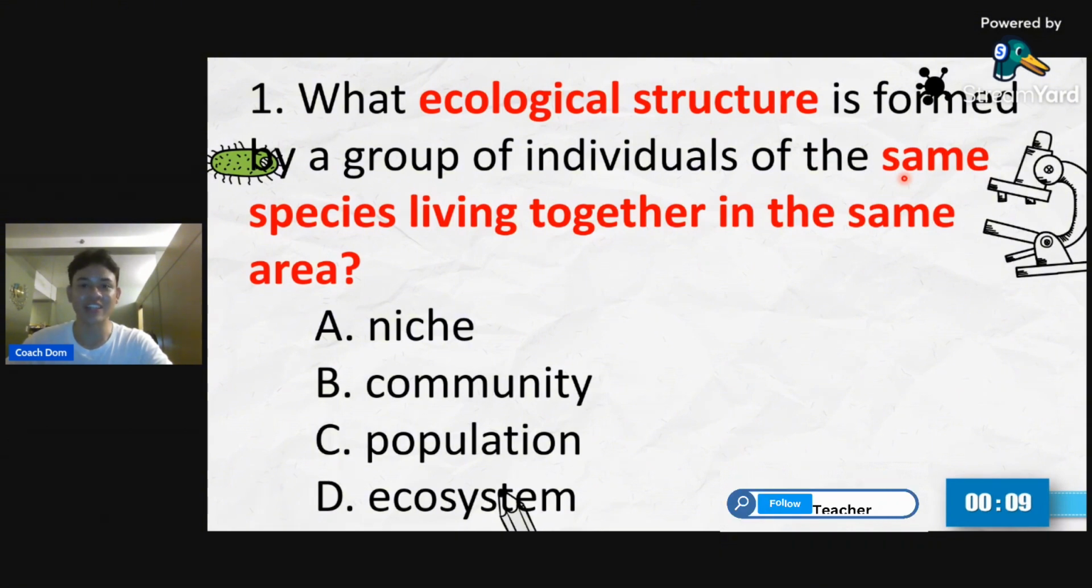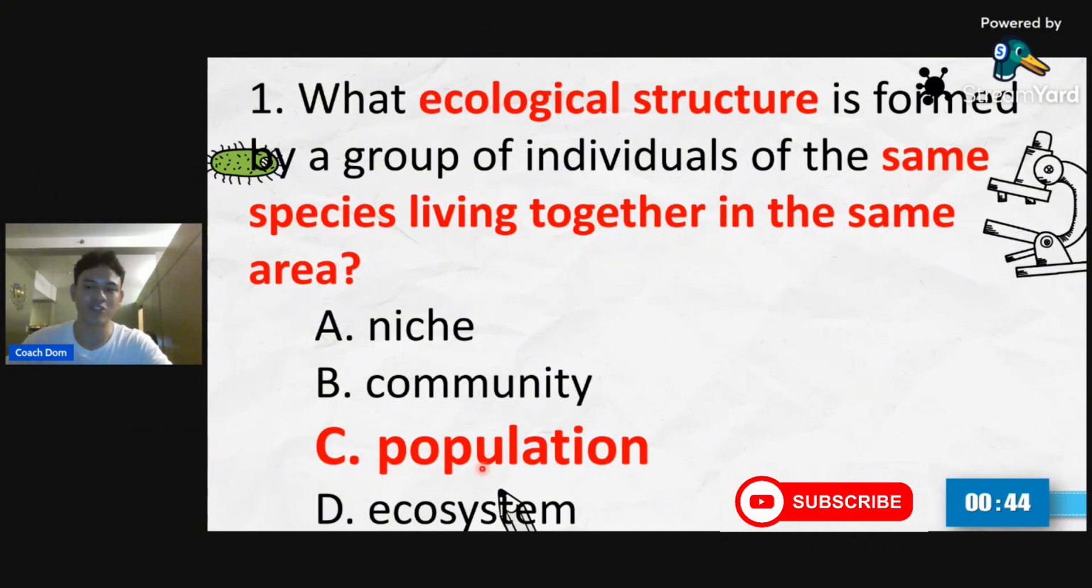Okay, please lock in your answer. Pwede po kayo mag-comment po kung ano pong answer natin sa question number 1 or you can prepare your pen and paper. Correct answer here is letter C, population.